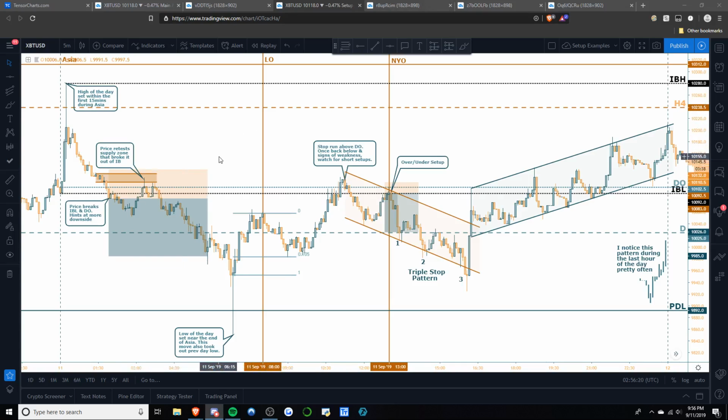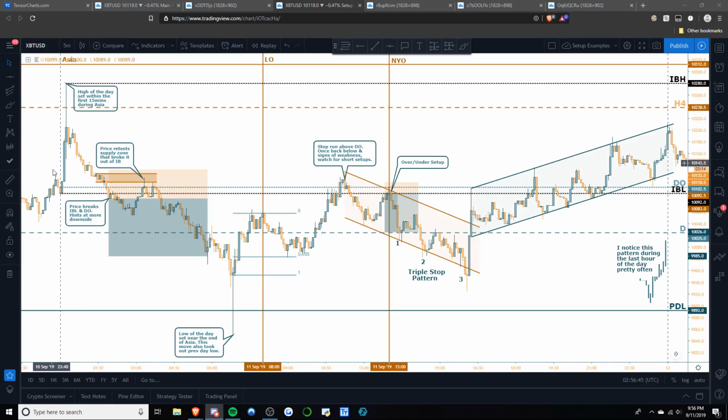So, just marked out here, I have off the open, the low and the high within the first hour of the trading day, which is basically the initial balance, the IBL and the IBH. Initial balance high, initial balance low. So that's just the high and low of the first 1 hour of the trading day.